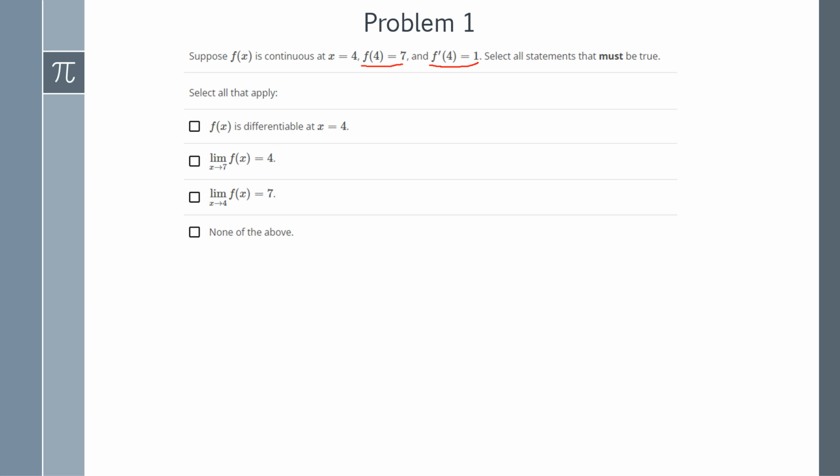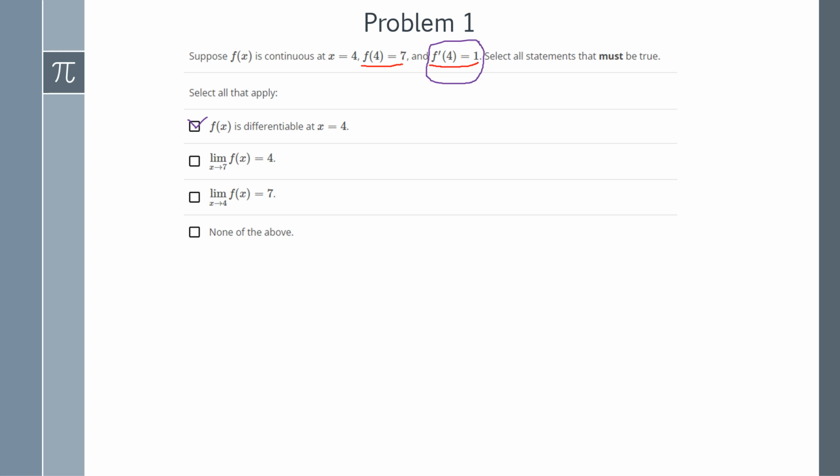Is that statement true? Yes, this statement is true, and it is justified by this expression right here. It's given to us that f prime of 4 does exist, and it is equal to 1. So this statement is true. Let's take a look at the second statement.